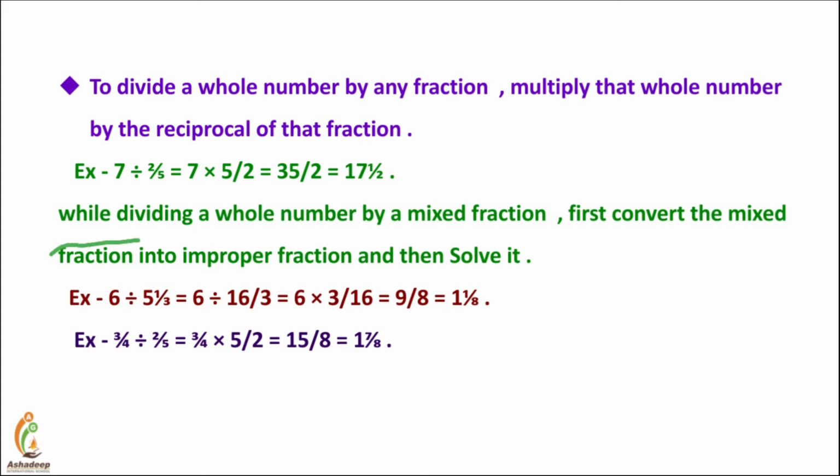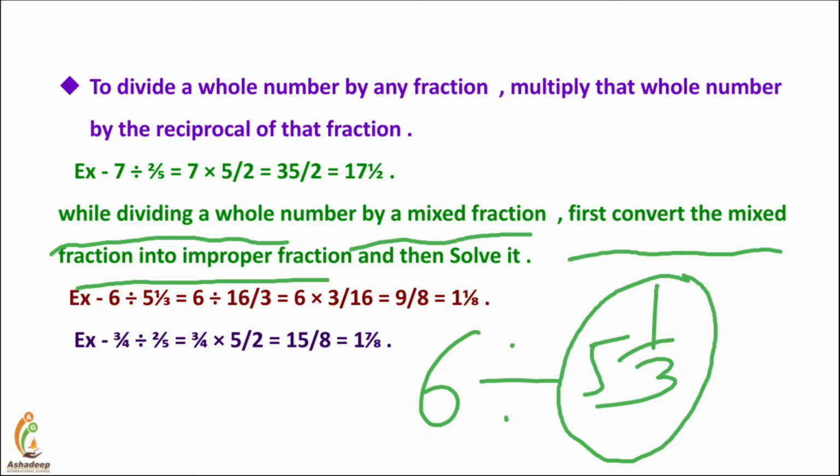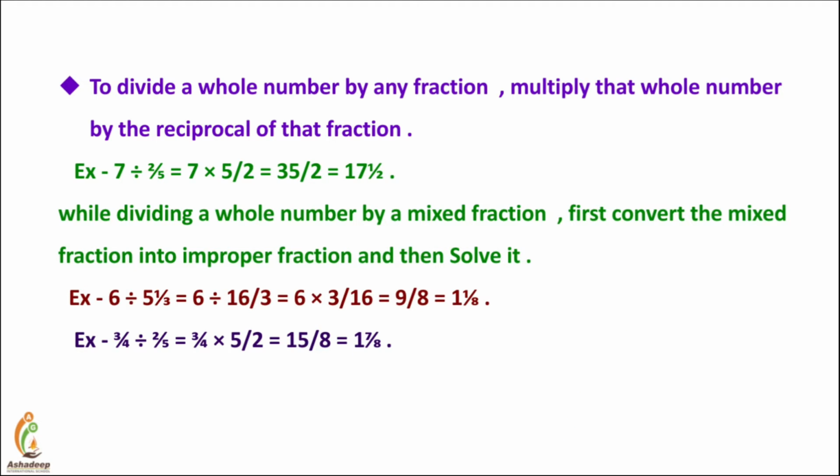While dividing a whole number by a mixed fraction, first convert the mixed fraction into improper fraction and then solve it. Suppose here I am having 6 divided by 5 1 upon 3. This is the fraction. So for solving this we have to convert it into an improper fraction, है ना. मिक्स फ्रैक्शन क्या है? इम्प्रॉपर फ्रैक्शन का ही एक फॉर्म है, तो हमें वापस उसको इम्प्रॉपर फ्रैक्शन में कन्वर्ट करना है और जैसा हमने यहाँ किया फर्स्ट वाले प्रॉपर्टी में वैसे डिवाइड करना है.